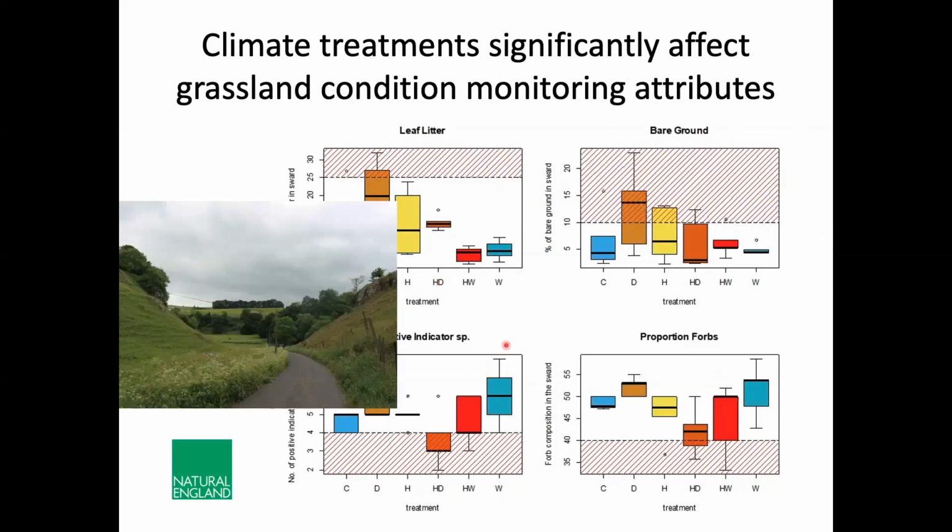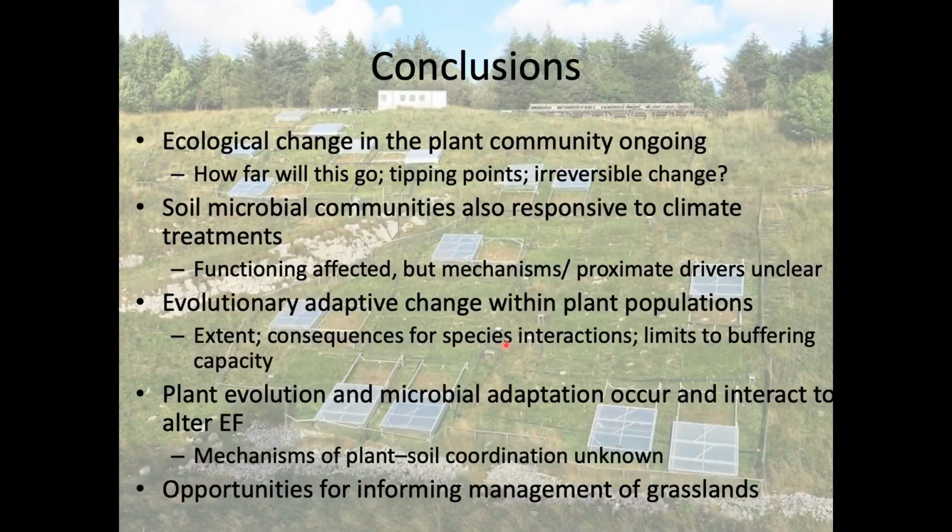and adding some additional quick and easy measures that we think can help embed climate response information in those monitoring techniques. So in conclusion then, that ecological change at Buxton is present and it's ongoing. We don't know how far this will go, whether a tipping point has been reached, at least in the vegetation, and whether those changes are now irreversible. It's apparent that soil microbial communities are also responsive to the climate treatments. Functioning is affected, we know that, but mechanisms and proximate drivers are unclear. So linking these things together, we're only at the beginning of that process.